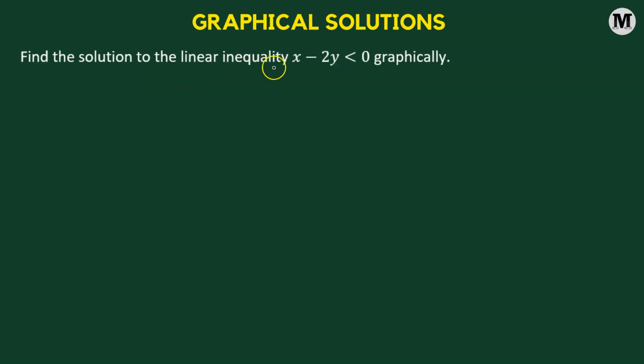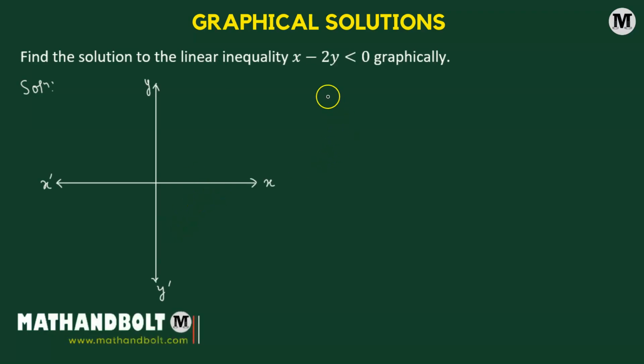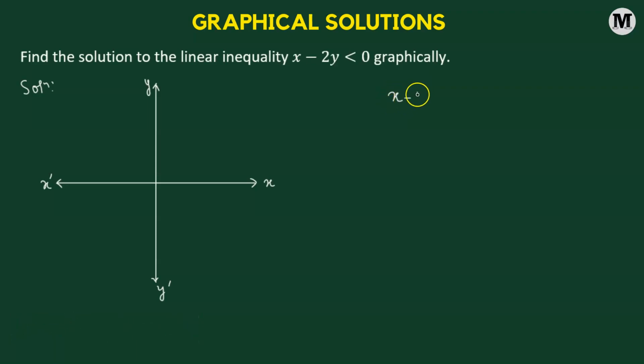Find the solution to the linear inequality x minus 2y less than 0 graphically. Let us begin. First, we will consider the xy coordinate plane. Now that we have the xy coordinate plane, we will convert the given inequation into an equation. All we have to do is replace the inequality symbol with an equality symbol.